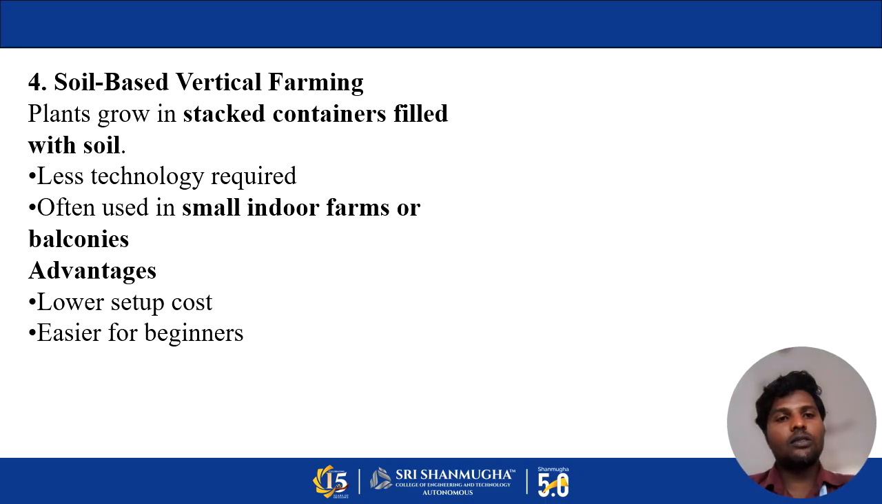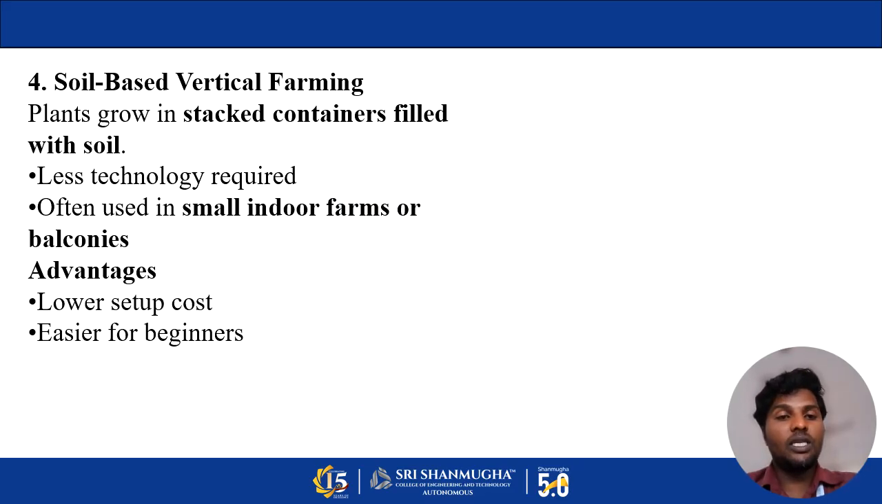The fourth one is soil-based vertical farming. Plants grow in stacked containers filled with soil. It's not like the previous vertical farming systems. In the soil-based vertical system, we use soil as the medium for plant growing. Less technology is required because we don't depend on AI and IoT tools in this system.